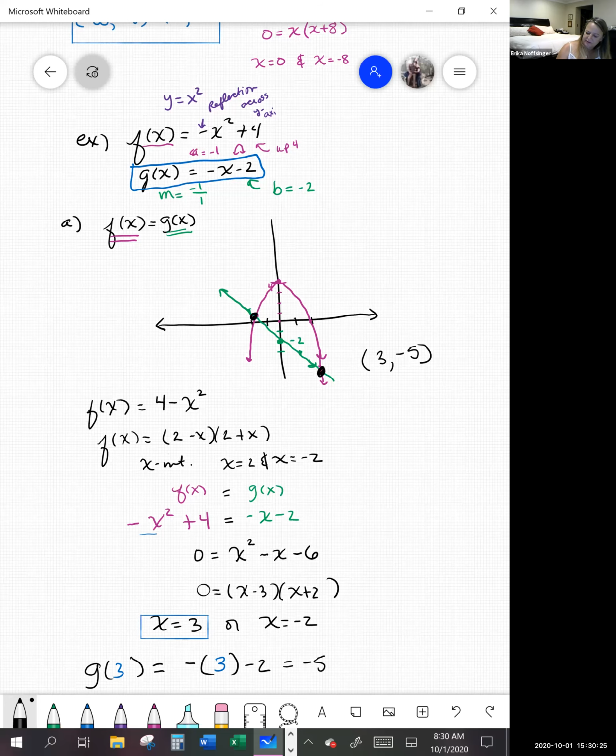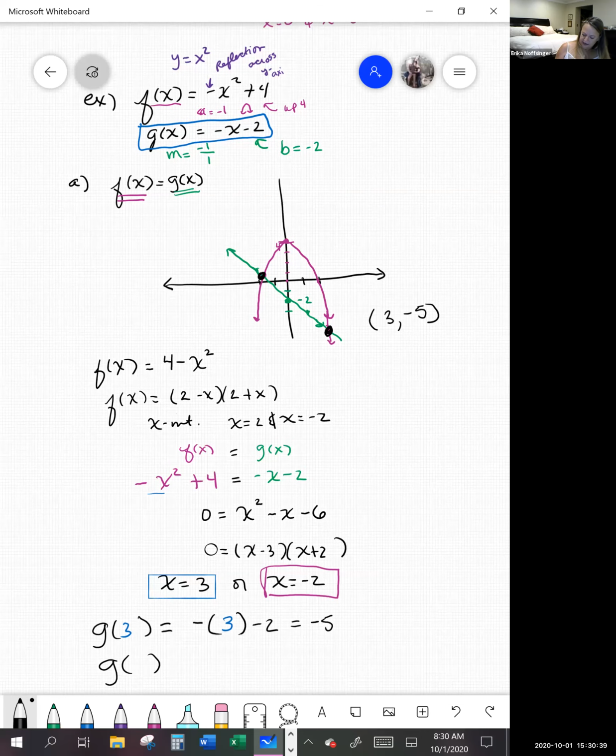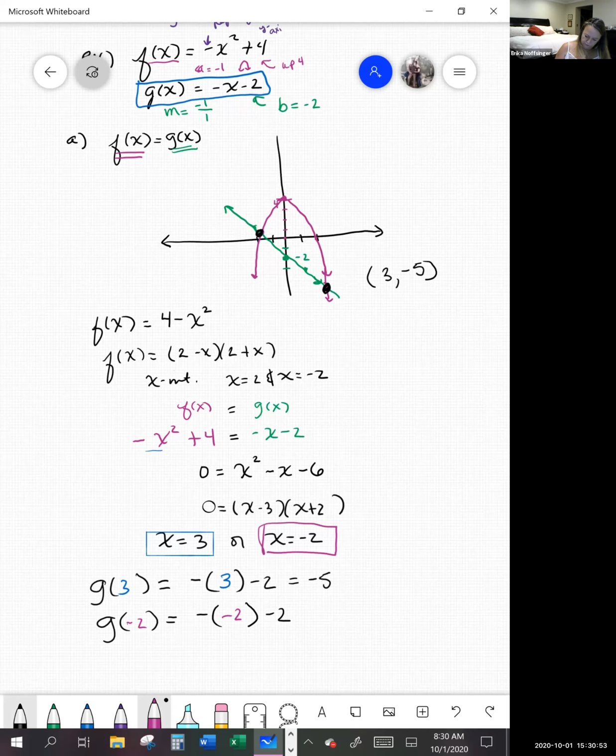So do the same thing to figure out that value. This time we're plugging in x is equal to -2. So if we plug that into g, we get negative of -2 minus 2. So this is 2 minus 2, which actually gives us 0. So we have a point at -2, 0. So I'm just going to make it like that.